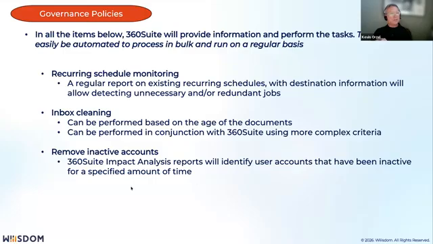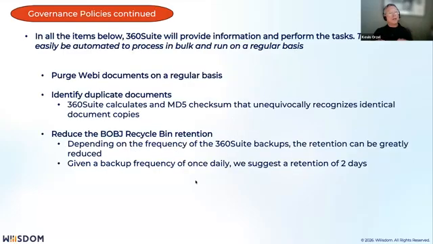So let's go to the next one. Governance policies, continued. Again, purge Webi documents on a regular basis, and I've shown you how we can do that on a regular schedule. Duplicate documents: we can track duplicate documents in your system. It uses an MD5 checksum that recognizes identical document copies. It has a way of sorting and determining what is really a duplicate copy. Why do you need 10 copies of the same report?